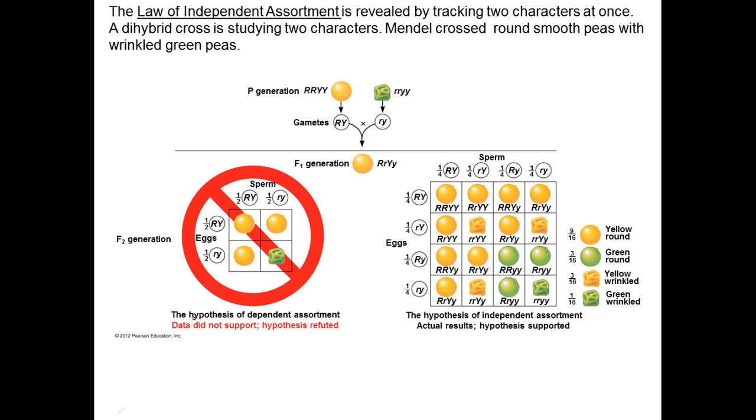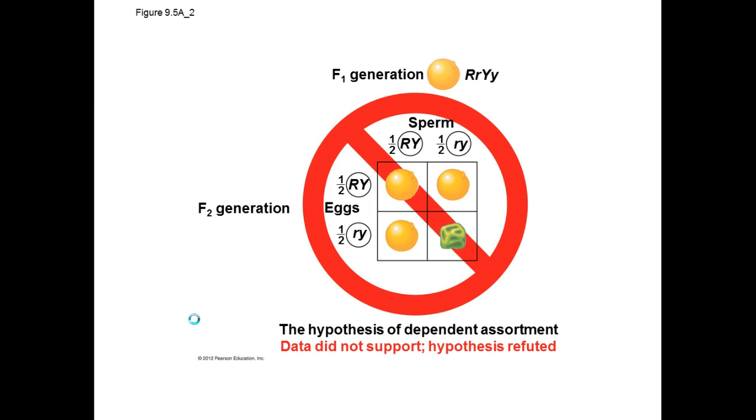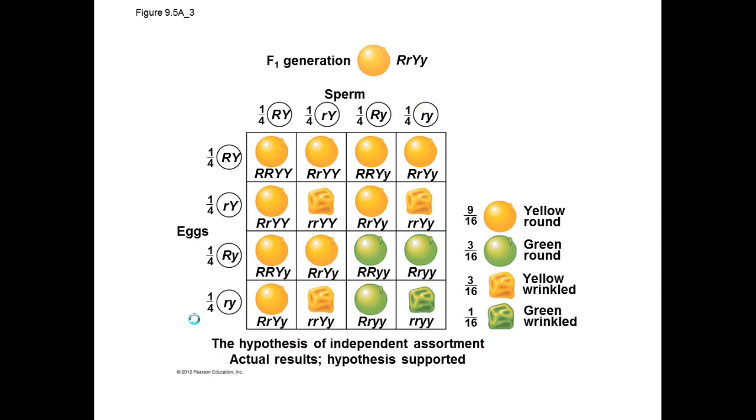Instead, he got 4 phenotypes: yellow round, yellow wrinkled, green round, and green wrinkled. So he had to rethink his mathematics and said, wait a minute, these gametes are being assorted differently, or independently, on each chromosome. So it's not like this. Instead, you have 16 outcomes, okay? 4 different ways each parent can have their gametes assorted.